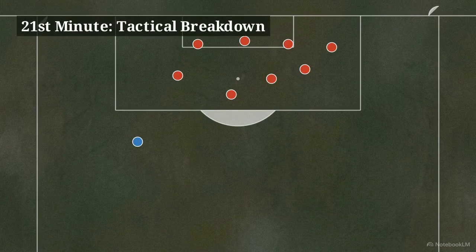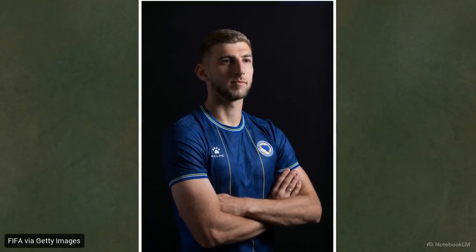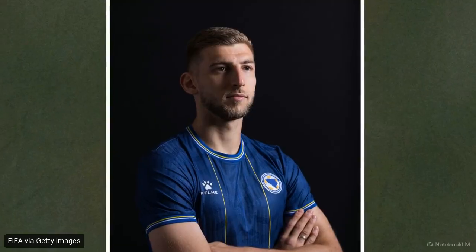This diagram illustrates the 21st minute, highlighting the trajectory of a set-piece corner that triggered the first major structural breakdown. A clear defensive marking failure allows an uninterrupted run directly through the Canadian penalty area to meet the cross. Jovo Lukic capitalized on the open space, burying the header and forcing an immediate tactical reset for both sides.